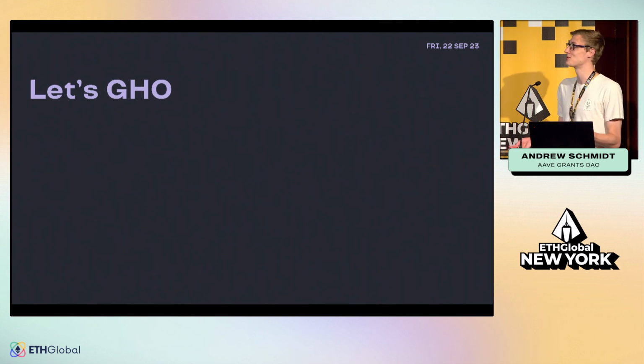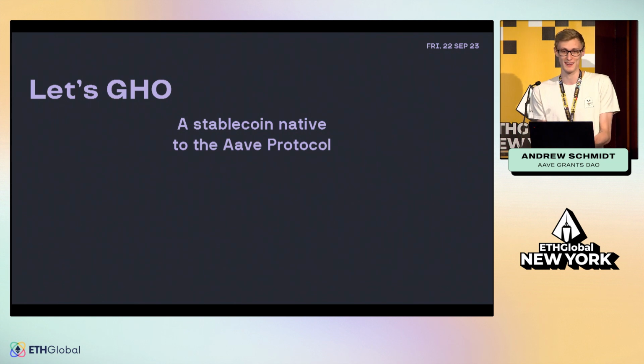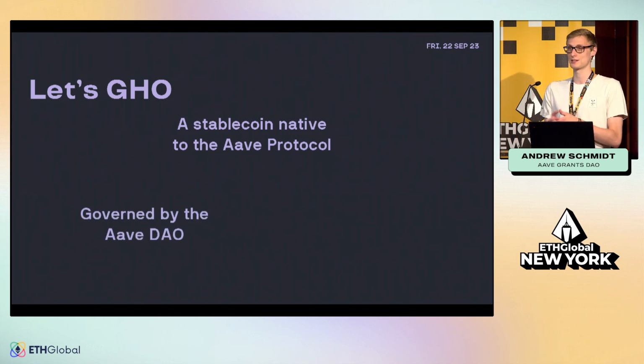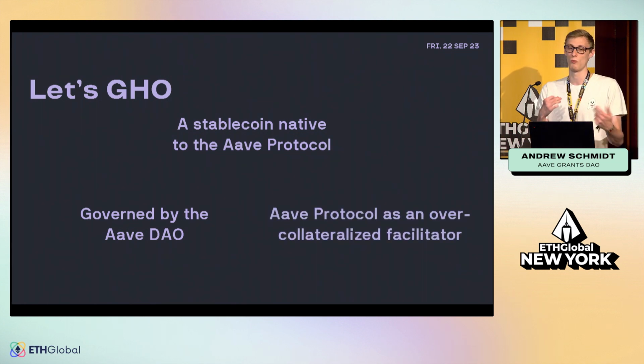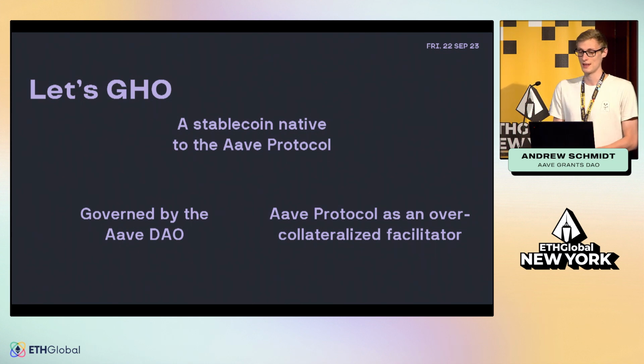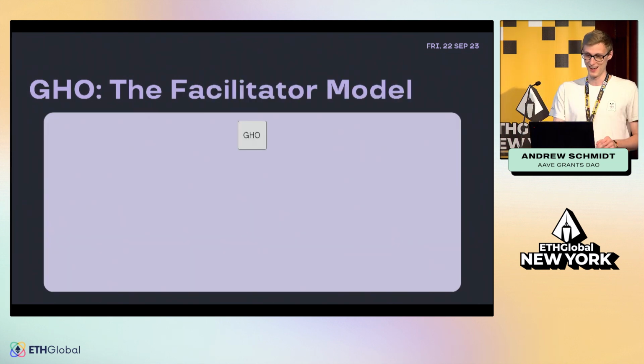So with that enters Go. What is Go? In short, it's a stablecoin native to the Aave protocol. And this means two things. Number one, it's governed by the Aave DAO, meaning that the decentralized entity Aave DAO has the authority to vote on different aspects of Go. And second, the initial way that Go is minted and redeemed is through what's called a facilitator. Specifically, this facilitator is the Aave protocol. We'll go into detail about what exactly that statement means.